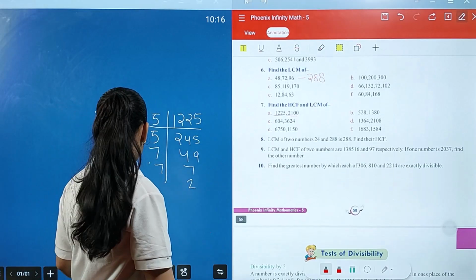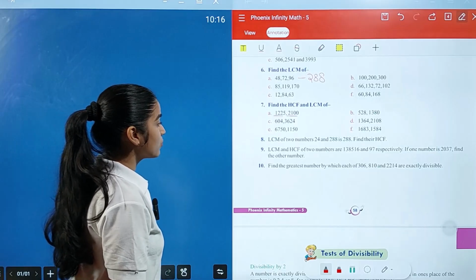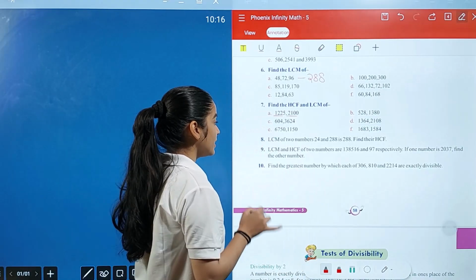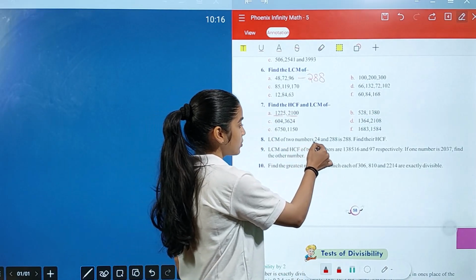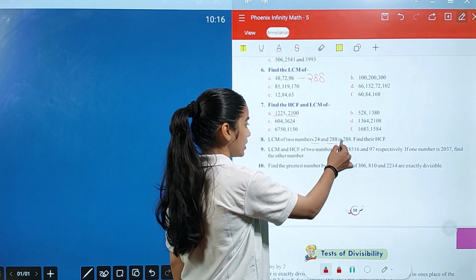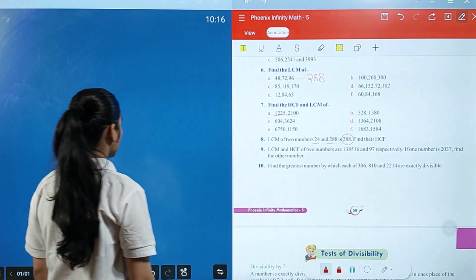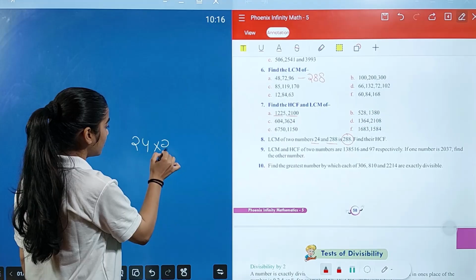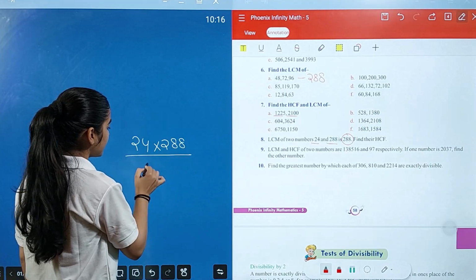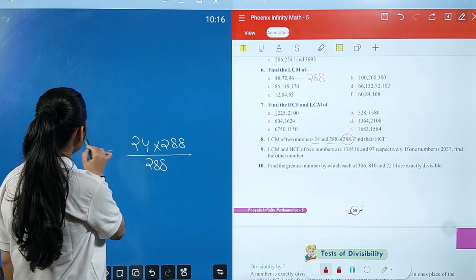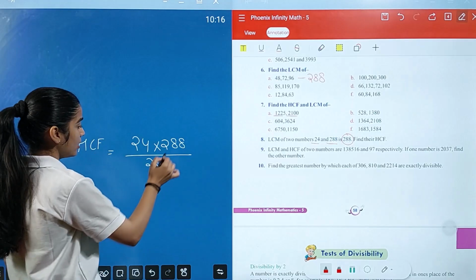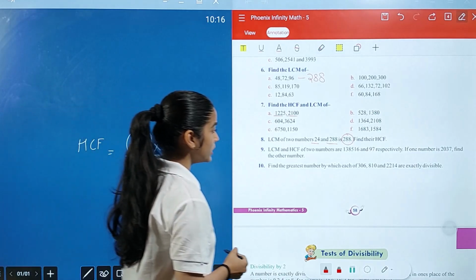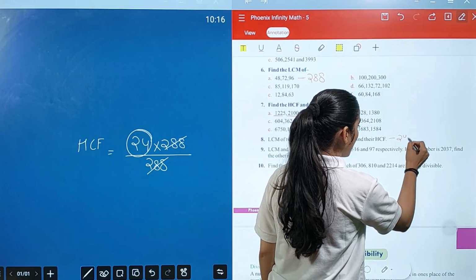So now we move forward to our question number 8, which is: the LCM of two numbers 24 and 288 is 288. Find their HCF. So we already know that if we have two numbers, we multiply 24 by the other number and LCM is 288 to find out the HCF. So this is our formula. 288 will be cancelled with 288 and at the end we are left with 24. It means HCF is 24 only.